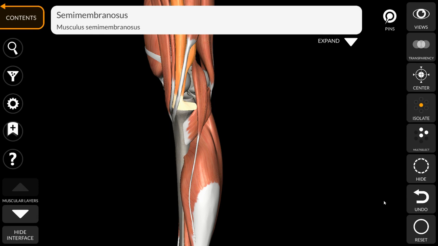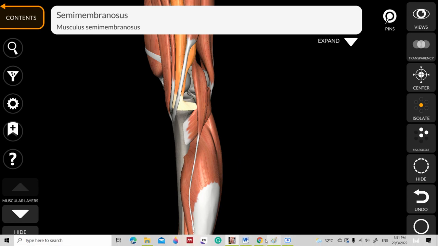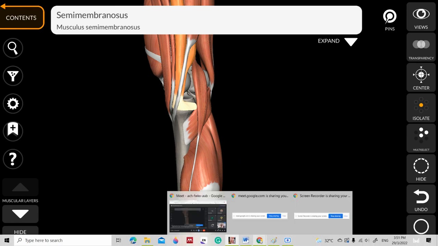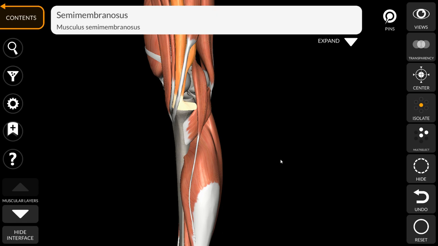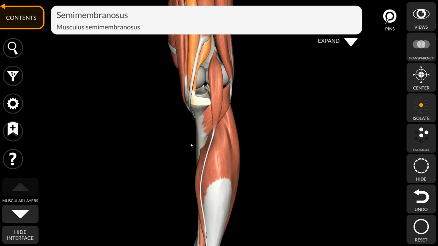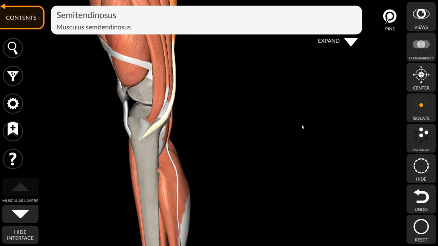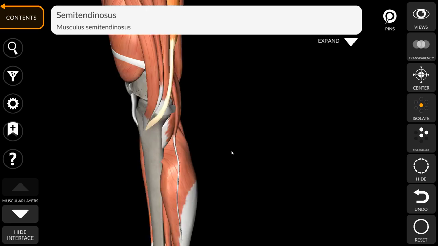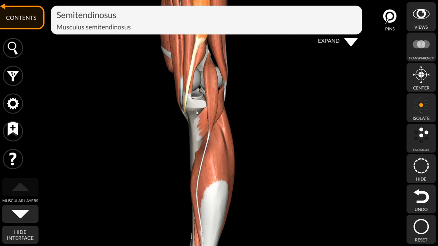Any second question, class? Anything? Sir, yes. I thought the semitendinosus attached to the inferior surface of the medial condyle. Semitendinosus. Oh yeah, correct. Yes, this one is correct. Just now when I mentioned the posterior surface, that is semimembranosus. Oh, okay.